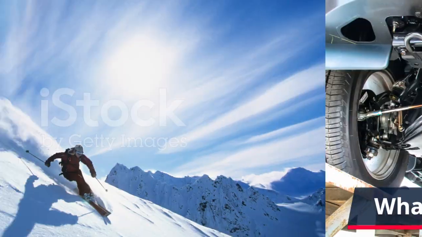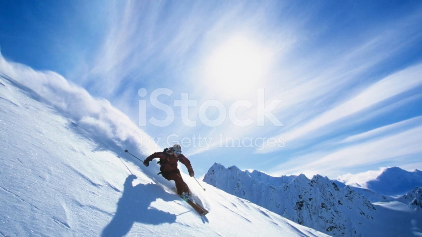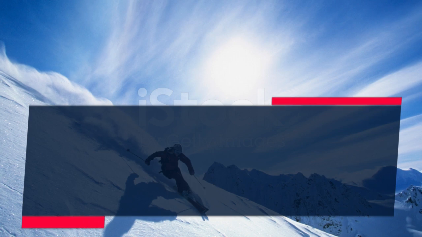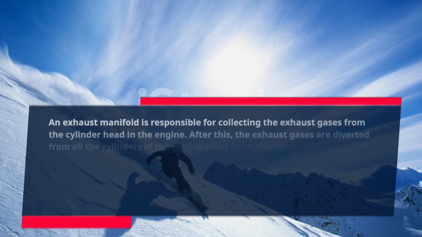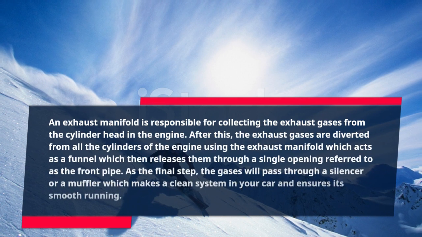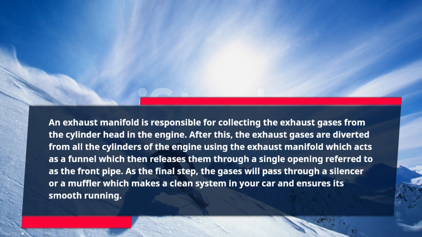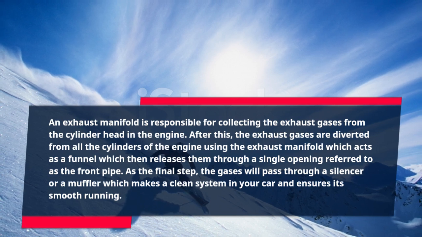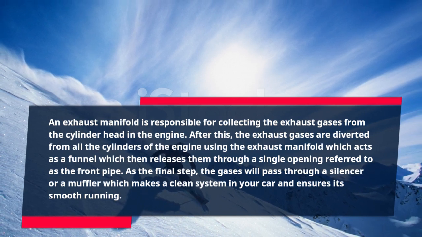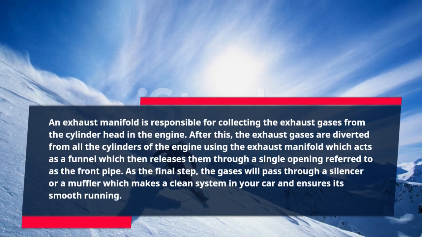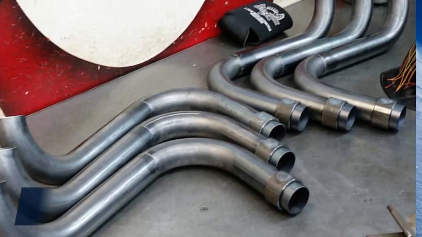What is an exhaust system? An exhaust manifold is responsible for collecting the exhaust gases from the cylinder head in the engine. After this, the exhaust gases are diverted from all the cylinders of the engine using the exhaust manifold, which acts as a funnel which then releases them through a single opening referred to as the front pipe. As the final step, the gases will pass through a silencer or a muffler, which makes a clean system in your car and ensures its smooth running.